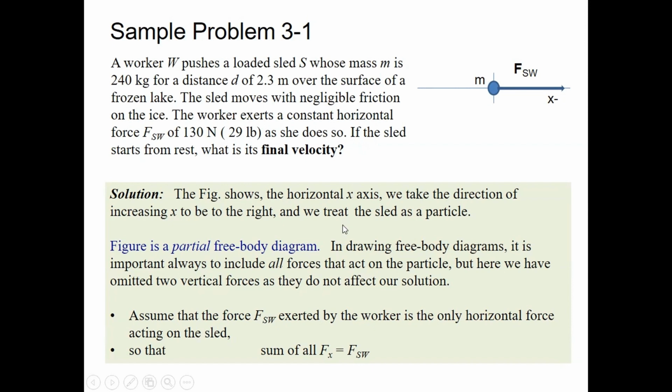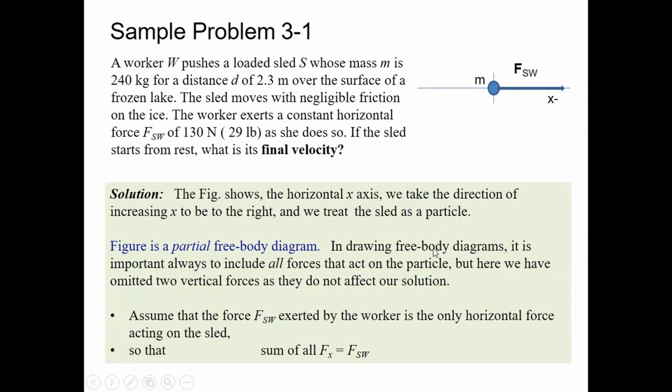We are asked, how to solve this? You can see I have made a free body diagram in which the mass is shown as a point, a bit circular, without structure, and a force F_SW is going in the direction of positive x. The coordinate system has been drawn, and that's it. There is only one force. So we are taking the force in the increasing direction of x, which is towards the right.